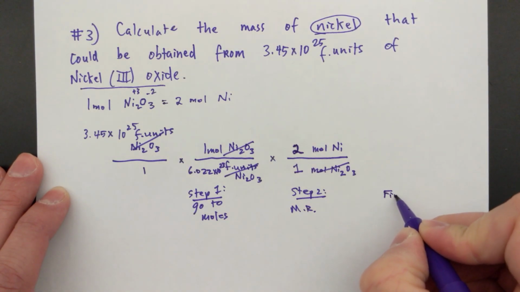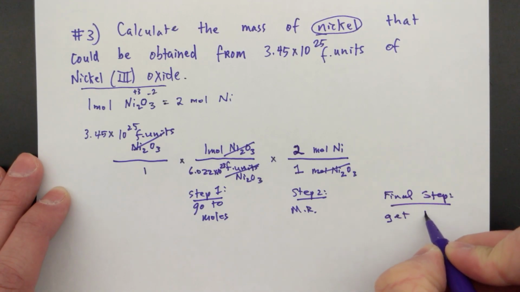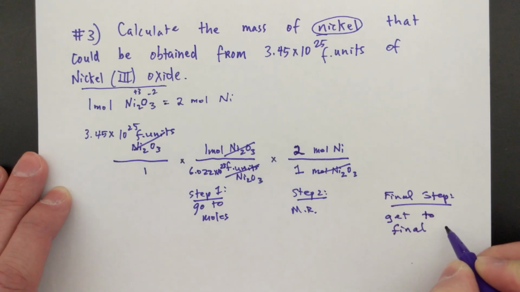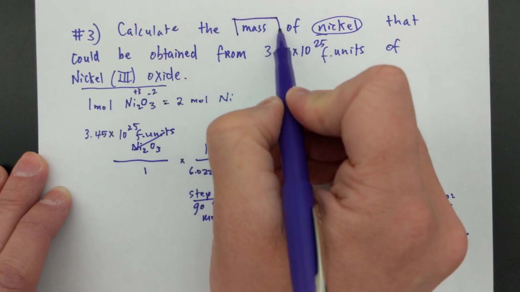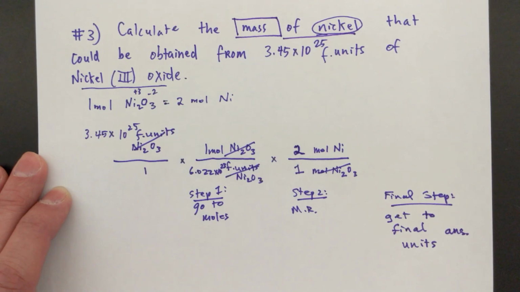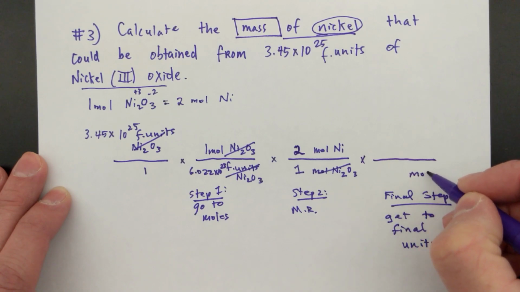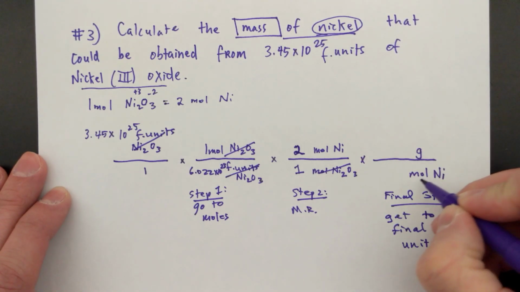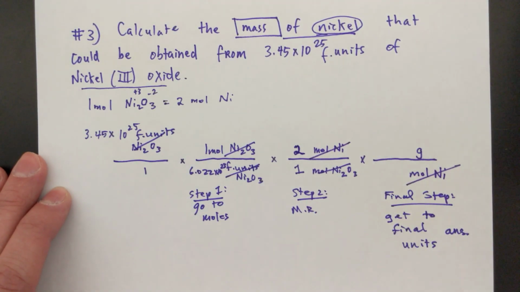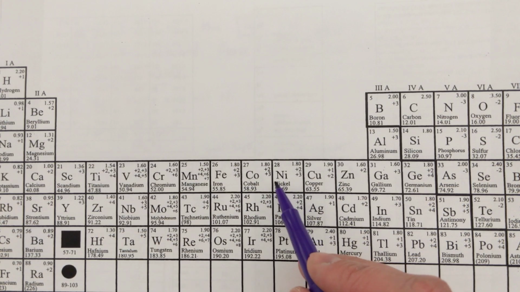My final step is to get into my final answer. And the problem tells me that my final answer is mass of nickel. So I need to go to the periodic table, of course, after canceling my units. So I know I want to be left with grams on top. I'll go to the periodic table. I'll look for the mass of nickel, 58.69 grams.